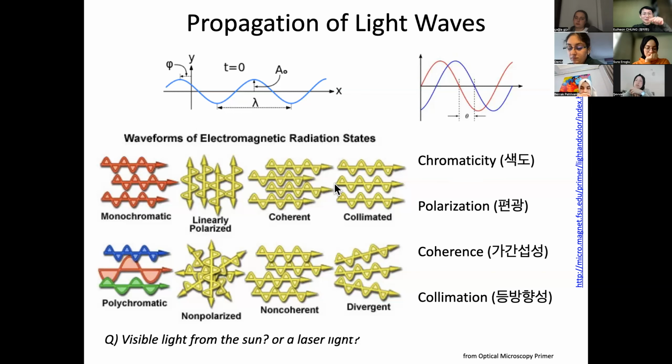When an electromagnetic wave propagates, there's an electric field oscillating. That plane we call polarization. If it's all consistent in one direction, we call it linearly polarized. But if it's random, that's non-polarized. In fact, the light from the sun is non-polarized, while laser light is mostly linearly polarized.